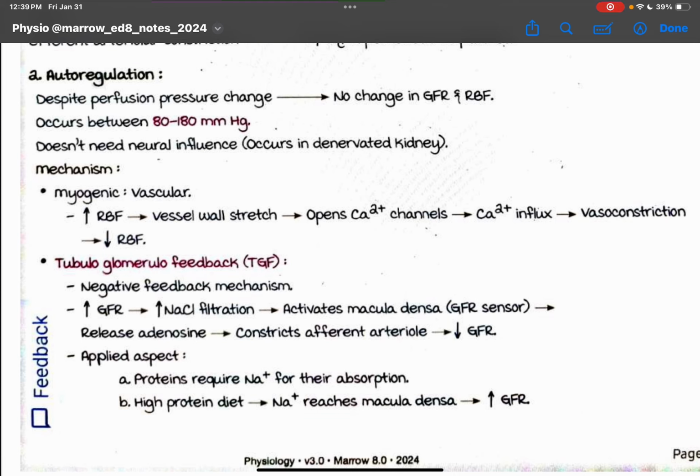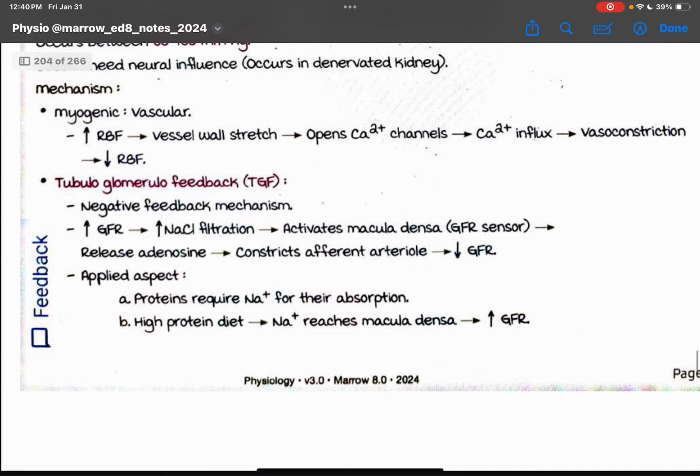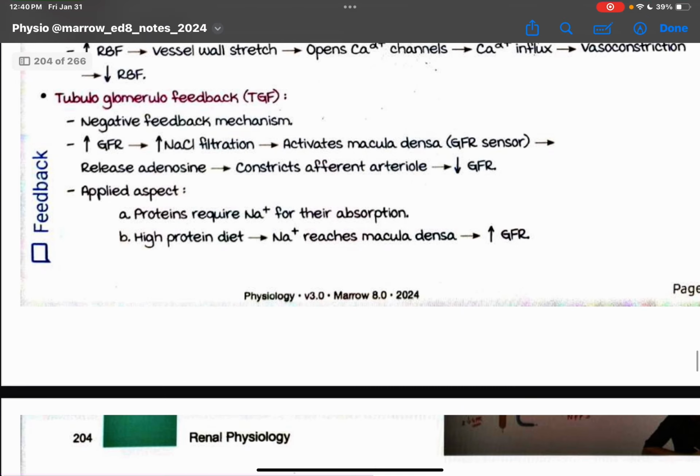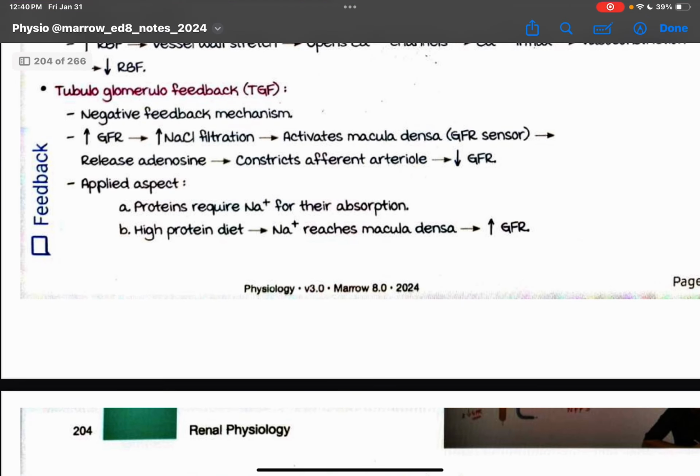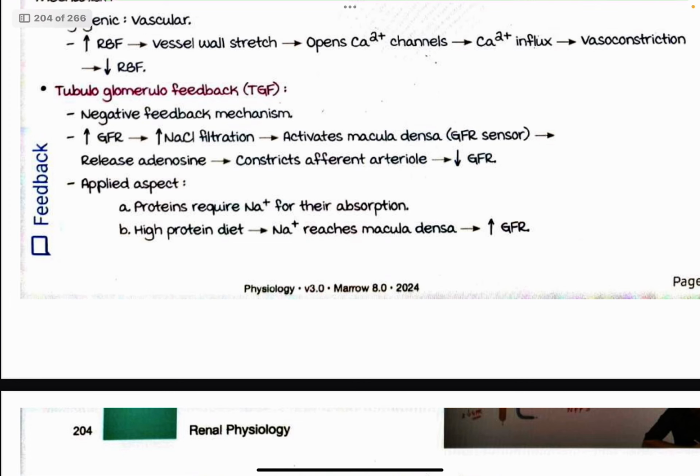Tubuloglomerular feedback is a negative feedback mechanism. Increased glomerular filtration rate increases NaCl filtration, which activates the macula densa, the glomerular filtration rate sensor, which releases adenosine, constricting the afferent arteriole and decreasing GFR. Applied aspect: proteins require sodium for their absorption. With a high protein diet, sodium reaches the macula densa, increasing GFR.